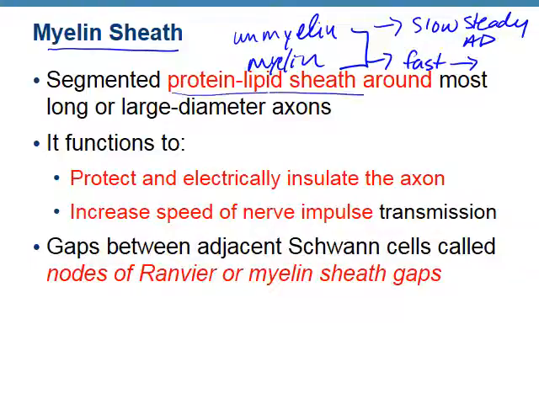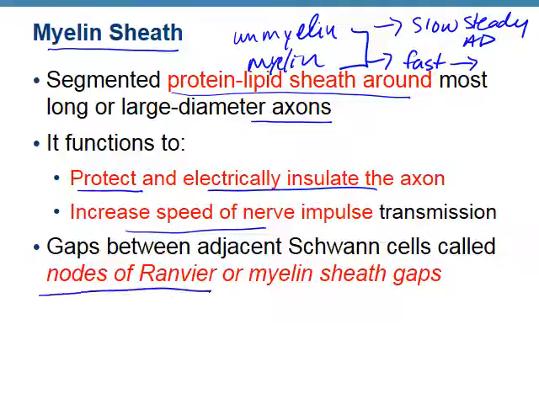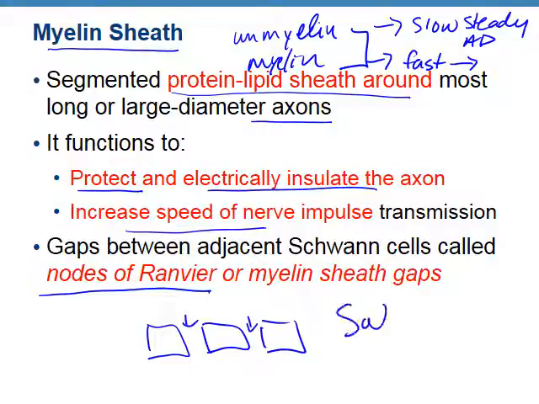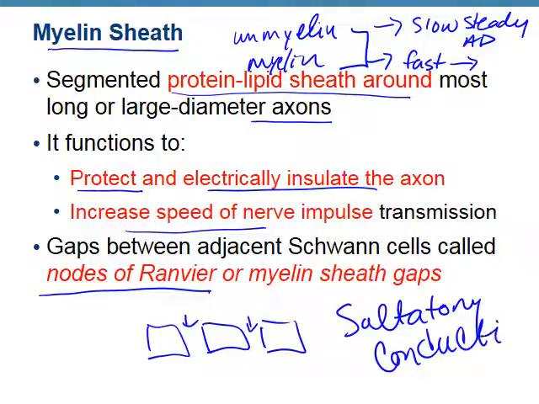So myelin is a protein lipid sheath wrapped around an axon. It's supposed to protect and insulate the electrical signal. It increases the speed of nerve impulse transmission. Remember the nodes of Ranvier, so there was a Schwann cell, a Schwann cell, Schwann cell, and this little area in between. You might remember saltatory conduction from last chapter, part 1.